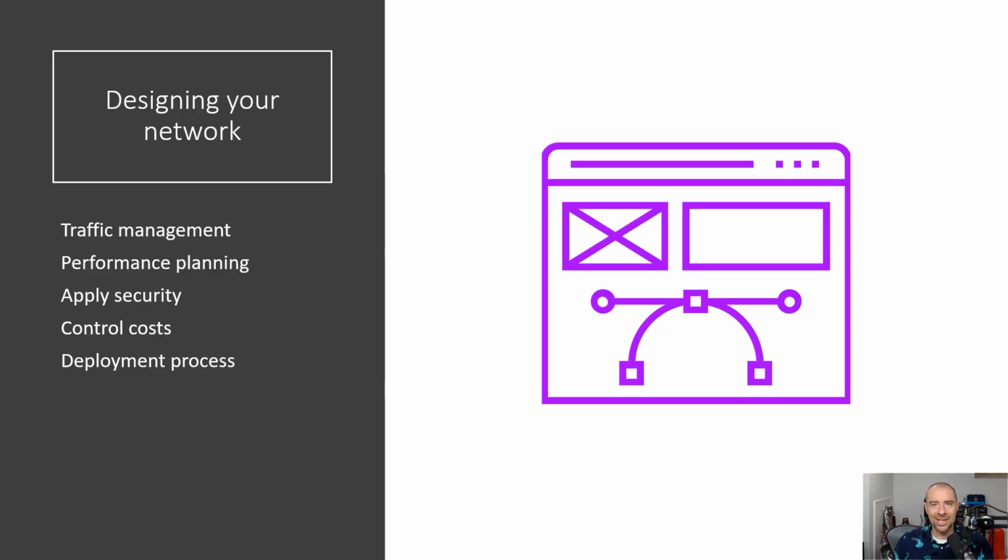Now, we're going to be approaching design from a couple different factors. The first one is traffic management. How do you understand and manage the traffic that is going through your public cloud networking? Then we're going to move into the performance planning aspect of things and the information that you're going to want to collect and need to know in order to properly plan for performance within your public cloud.